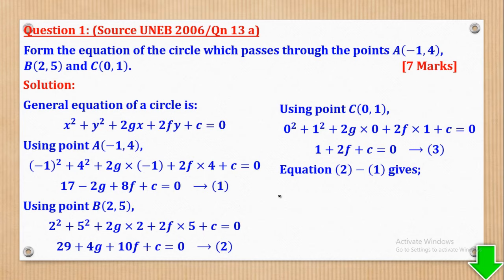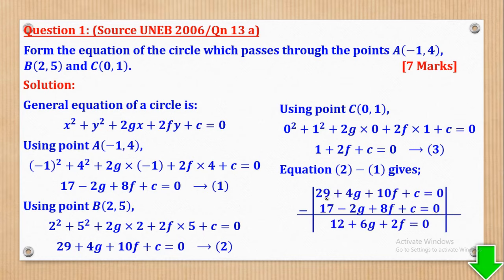Now I have to solve and be able to get the values of g, f, and c. Let me start by eliminating c by saying equation 2 minus equation 1. So when I do that, I'll come and get this. So this minus this is this, this minus this is that, this minus this is that, and this minus this has been eliminated.